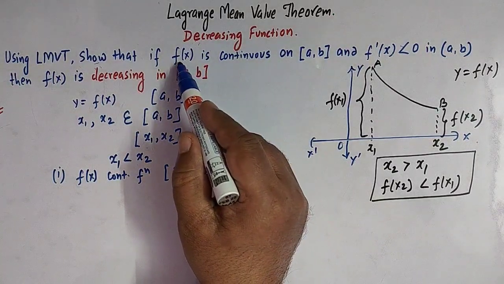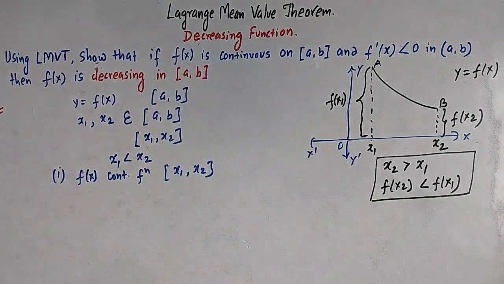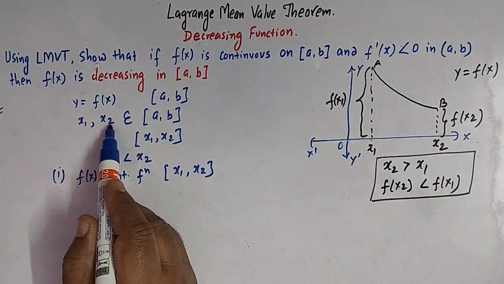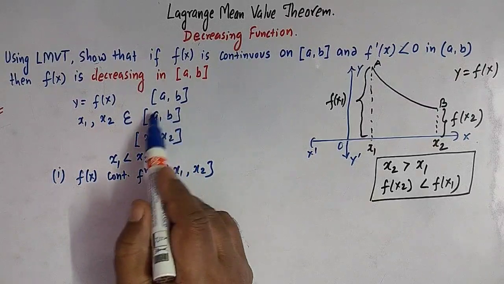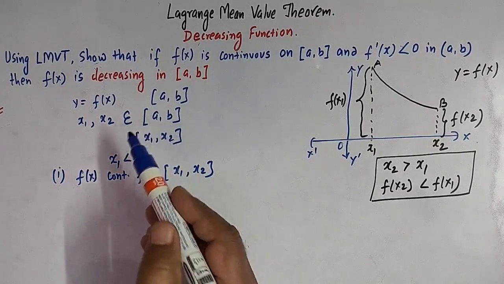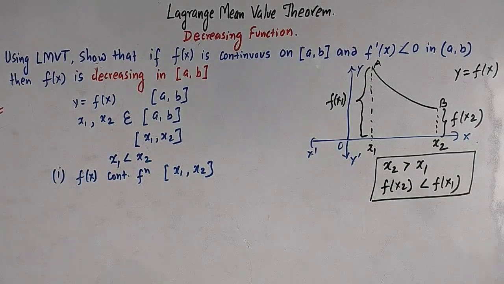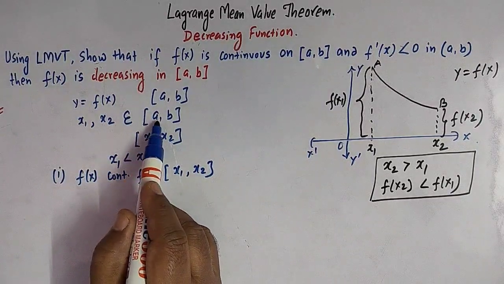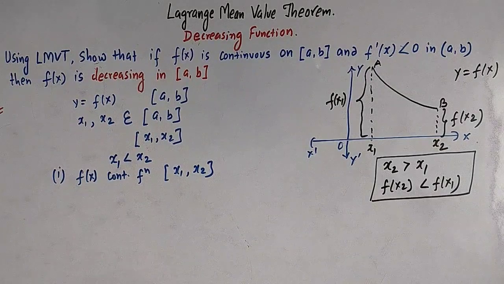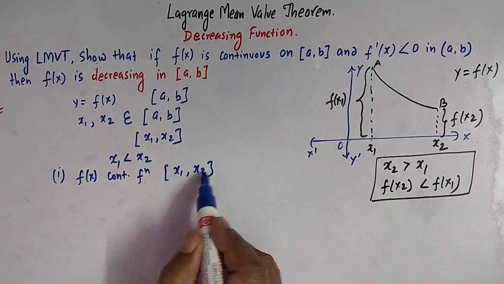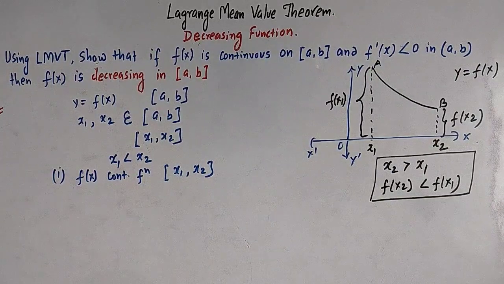We are already given that f of x is continuous on [a, b], and x1, x2 belong to this interval [a, b], or in other words, x1 and x2 are two distinct points in the interval [a, b]. So f of x is obviously a continuous function in the interval [x1, x2], right?